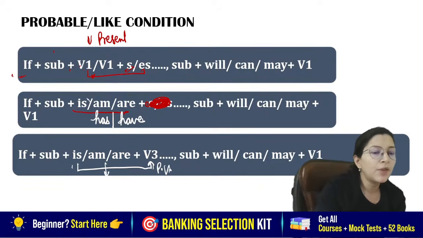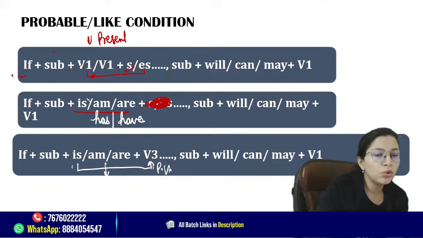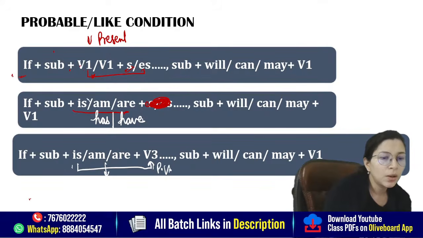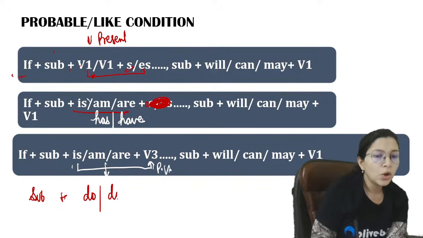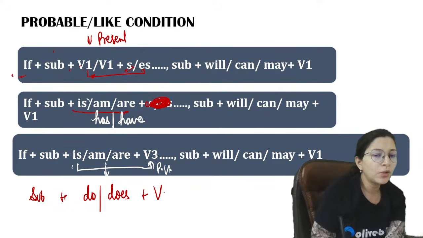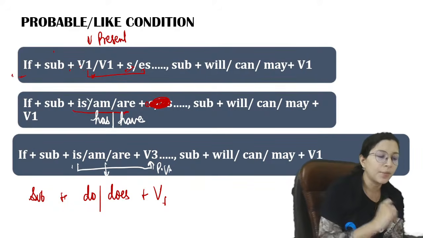Even apart from that, we can use do, does also. Yes or no? Subject plus do, does, sorry, not did, is present indefinite tense. Do, does plus V1, this also we can use. So all the possibilities of present indefinite tense can come here.